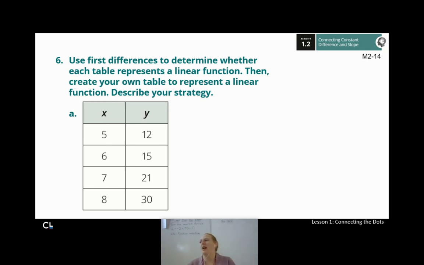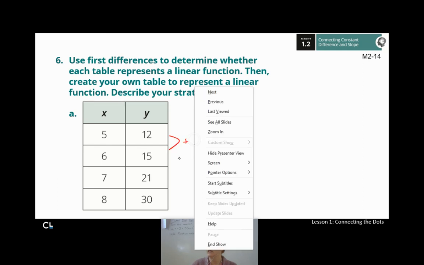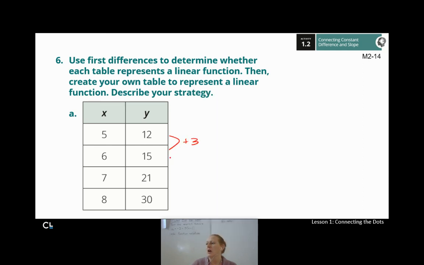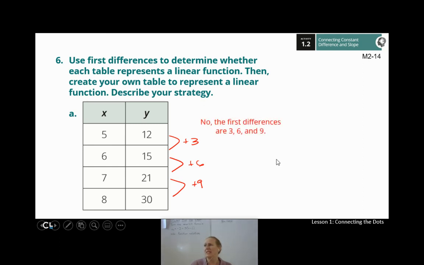So to start this off, I'm checking my x's real quick because we want these to be in order. If I'm going to use first differences, we got to be in order. So 5, 6, 7, 8, great, they're in order. So I'm going to check these. So 12 to 15, I had to add 3. Oopsie, just kidding. 15 to 21, oh, I have to add 6. And 21 to 30, I have to add 9? Oh my gosh, that is not a constant difference. It keeps changing. So no, this is not a linear function. The first differences are 3, 6, and 9. It keeps changing.